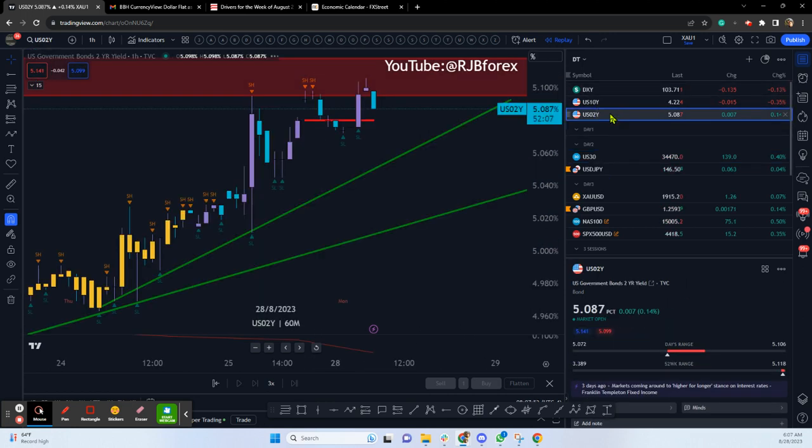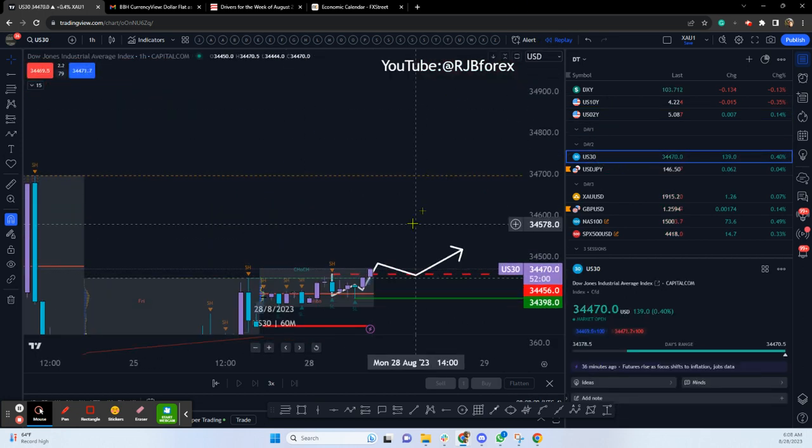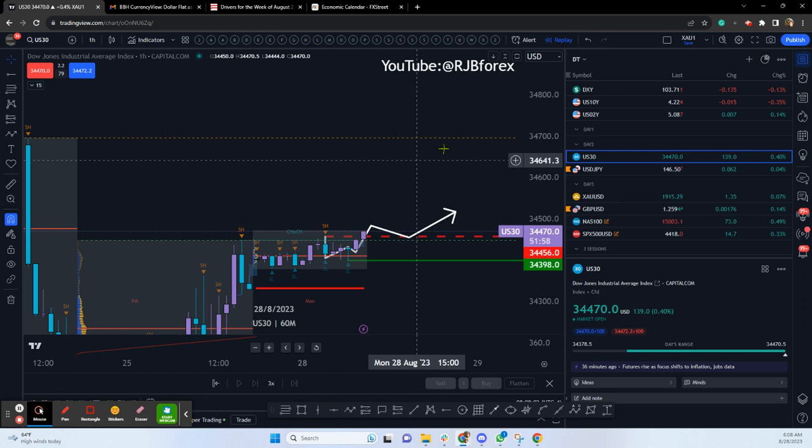What's the 2-year doing? Starting to come off. You see that 2 years starting to come off? And see how it's lending support to the indexes.